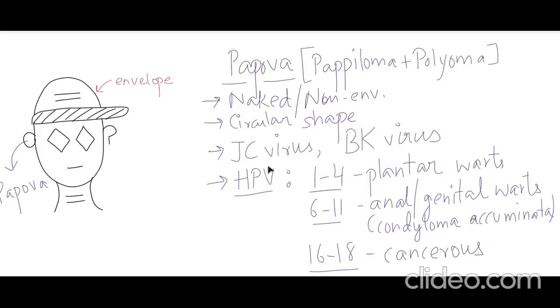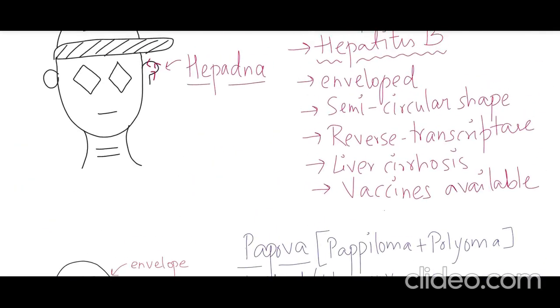The other one is papilloma, which is HPV, which consists of all these strains. Strains 1 to 4 are going to be plantar warts, 6 through 11 are going to be anal or genital warts, that is called condyloma acuminata, and 16 to 18 and anything above it is going to be cancerous. The thing that we need to know about the genital warts is that they are going to be cauliflower in shape and painless.